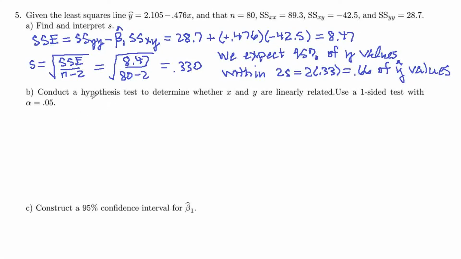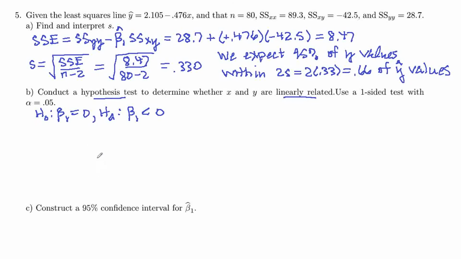Next up, we're conducting a hypothesis test here to determine whether x and y are linearly related. Use a one-sided test with alpha as 0.05. So first we need our null and alternative hypothesis. If they are linearly related, then they'll have a non-zero slope. So we start with HA. We're doing a one-sided test. Our estimated slope here was negative 0.476, so our one-sided test will test beta 1 less than 0. That's what we're trying to establish. If that's not the case, beta 1 will equal 0.